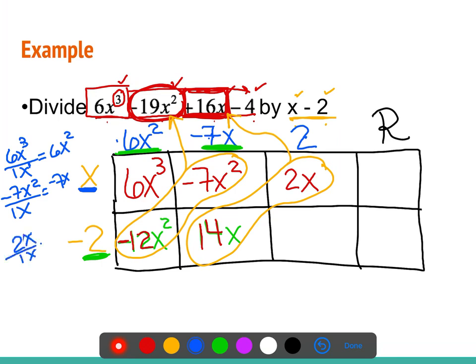So I've got 2x up here. Now I have to figure out what times x would give me 2x. Well, that would be the number 2. Or I could have done 2x divided by x is 2. Then I multiply 2 times negative 2. And I get negative 4.